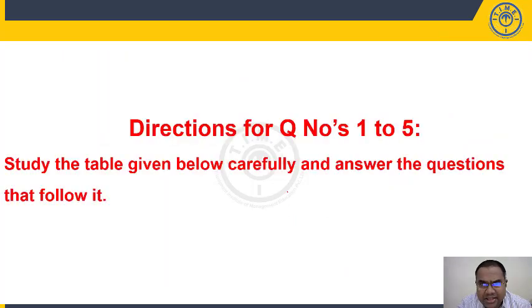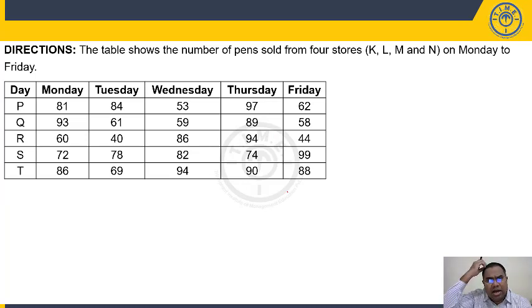So now let us start our data interpretation, students. Question number 1 to 5. Study the table given below carefully and answer the questions that follow it. The first table on your screen, students. These are your actual IBPS, SBI and RRB previous year exam questions. The actual questions asked in the exam. Now see how easy the questions will be when we start solving them. The questions will be very easy, students.